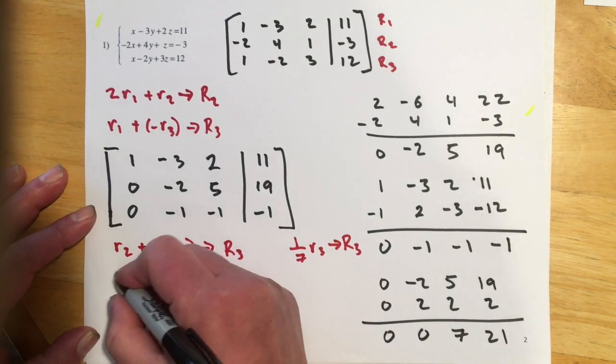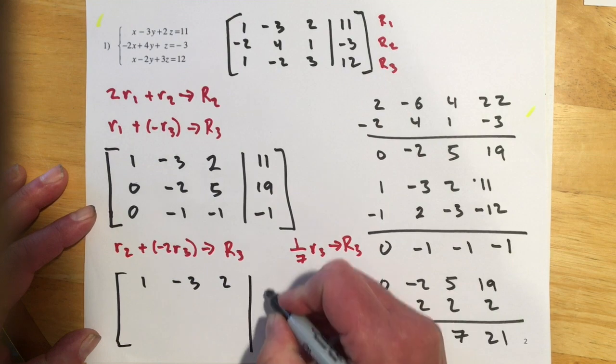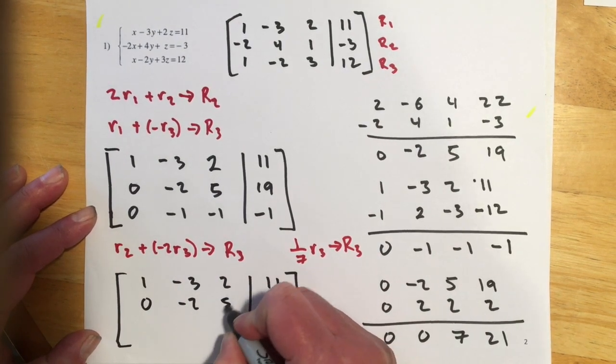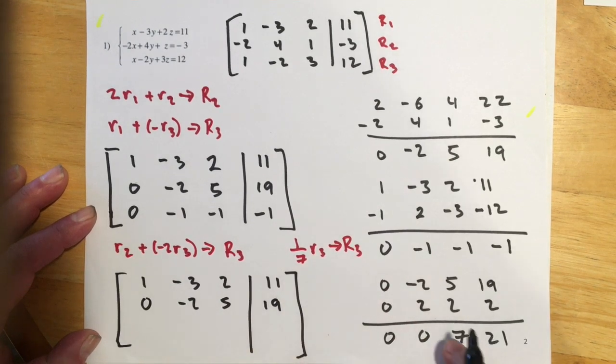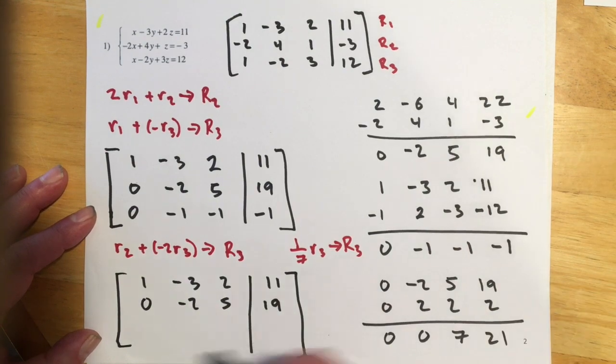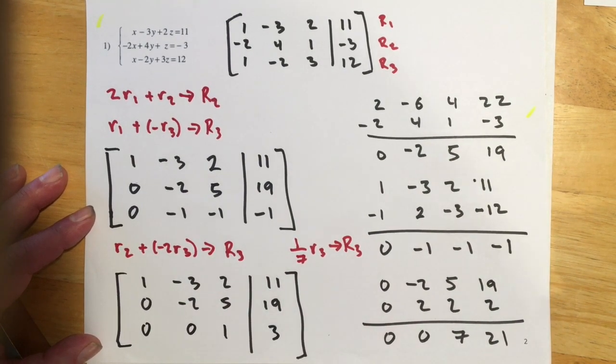And so what that will do, let me get my row 1. When I go 1/7 of this, this becomes a 1, which is what I want, and then 7 goes into 21, because this is really just 7z equals 21. So this is just like dividing over the 7. And so that will make a 1 and a 3.